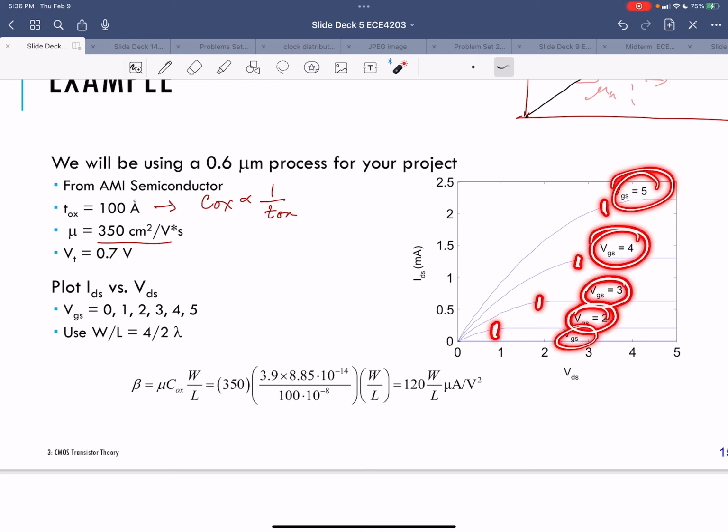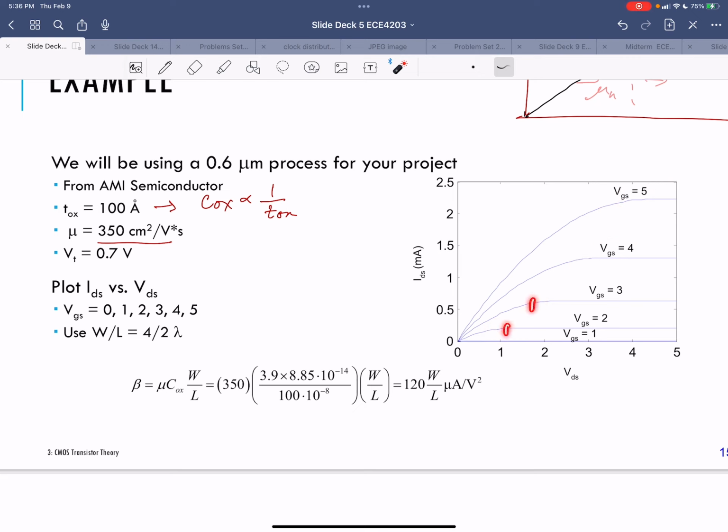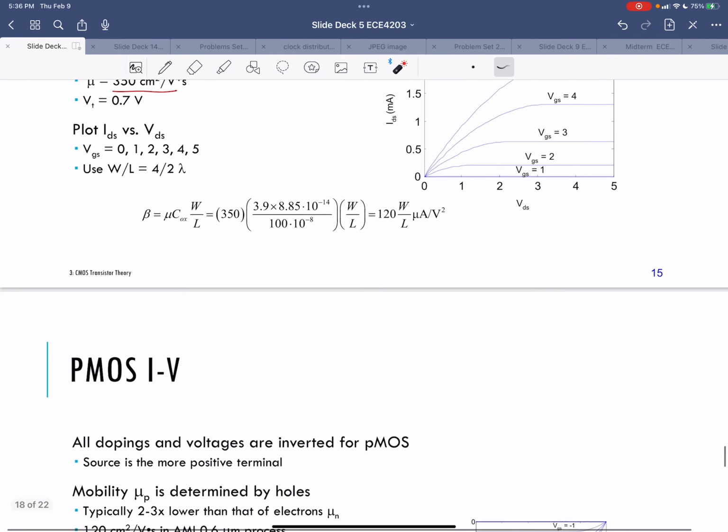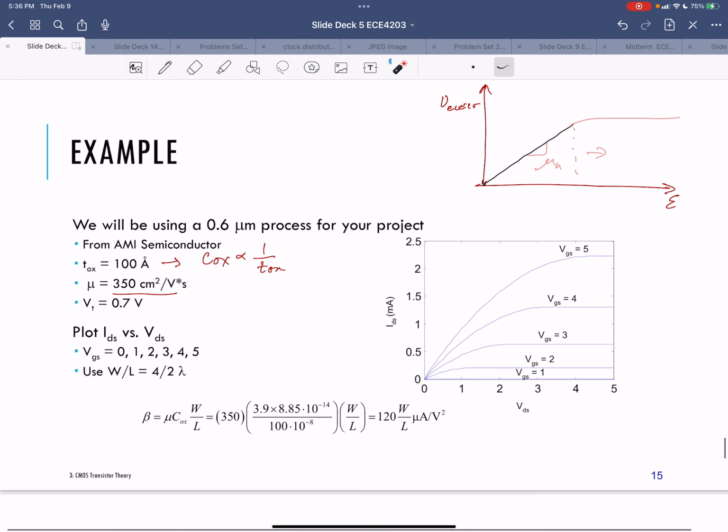As the gate source voltage gets higher and higher, that break point changes, goes to a higher value, and you end up with these kind of curves. So the reason we're plotting this for a 0.6 micron process is because this first order model of the transistor is a lot more accurate for the older processes, and we'll see why that is. But that's kind of good.